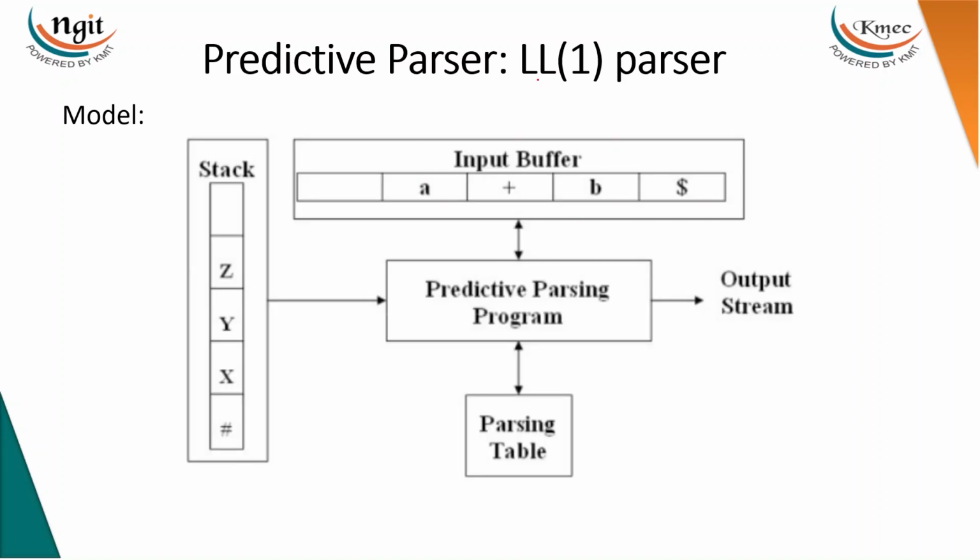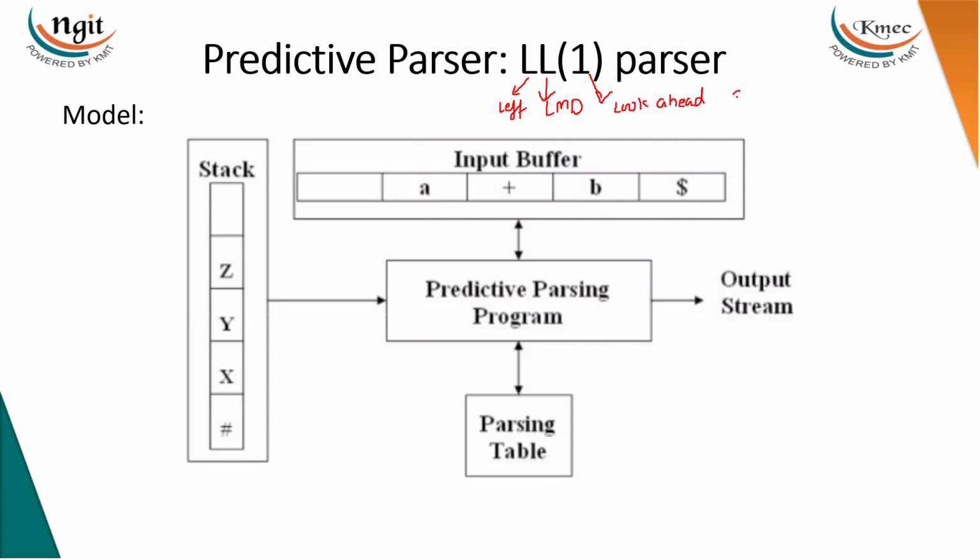In the last video we discussed backtracking and also the recursive descent parser. The top-down parser is mainly divided into three. This LL1 is the third parser, where the first L is scanning the input from left, the second L is using the leftmost derivation, and 1 is the lookahead symbol.